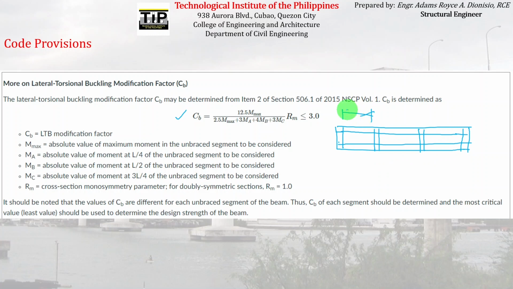Yung tatawagan natin na LB unbraced length. Kasi nga, along that length, walang bracing. Ang may bracing lang dito sa mga particular points na to. Okay, yan yung LB natin. Ngayon, yung CB kasi, nagbabago yung value niyan depende sa particular segment of the beam na kino-consider natin. Yung particular unbraced length na kino-consider natin. Nakadepende doon yung magnitude ng CB natin, lateral torsional buckling modification factor.